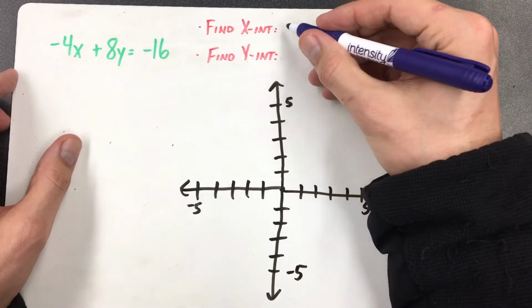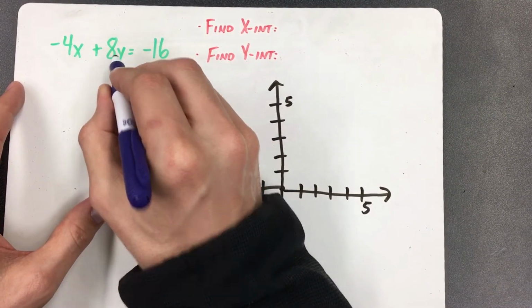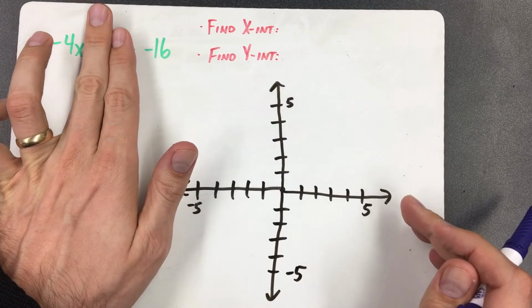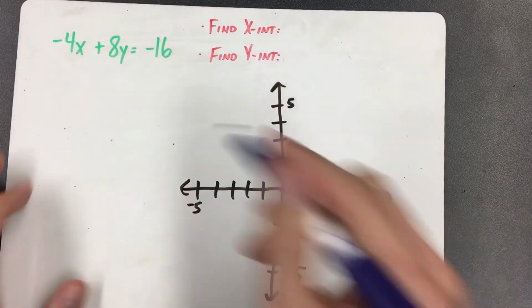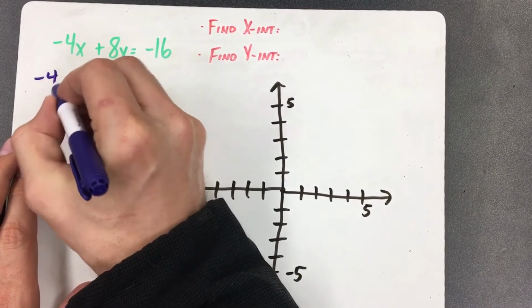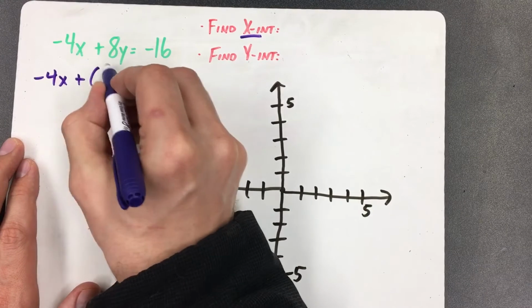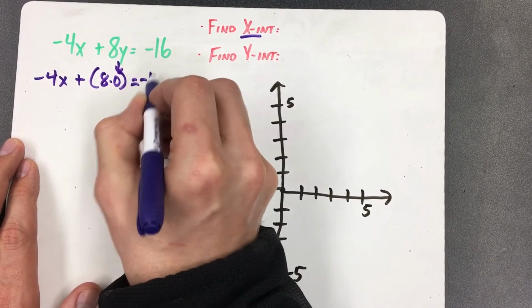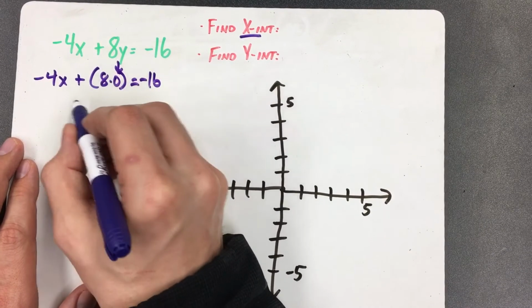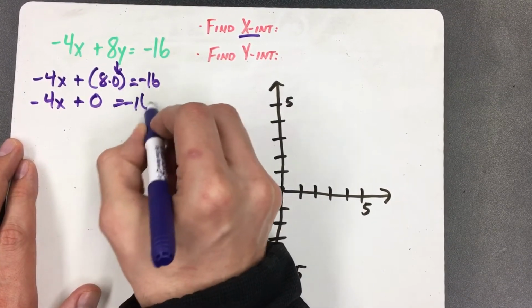Find the x-intercept. To find the x-intercept, I'm going to put 0 in for the y. So I'm going to put 0 in right here for the y. I could just cover it up with my finger and say negative 4x equals negative 16. If I'm not that confident, I'm going to put 0 in for the y, substitute it in there, and then just work it out. 0 times anything is 0, and so I have negative 4x plus 0 equals negative 16.